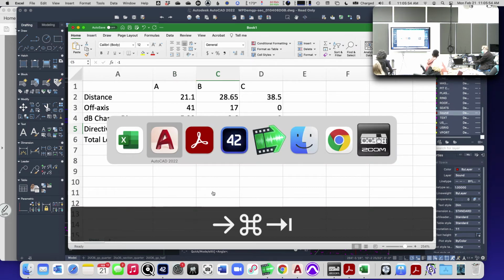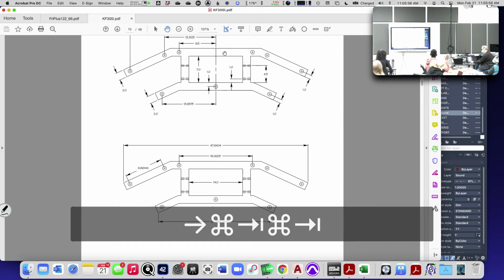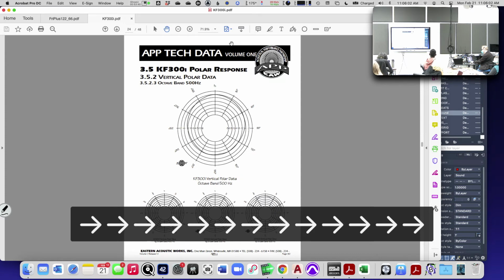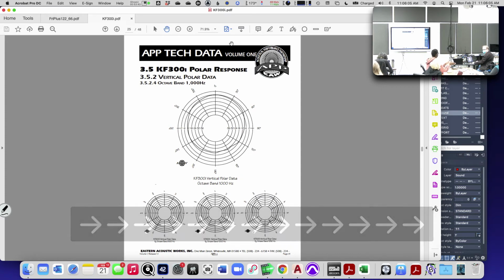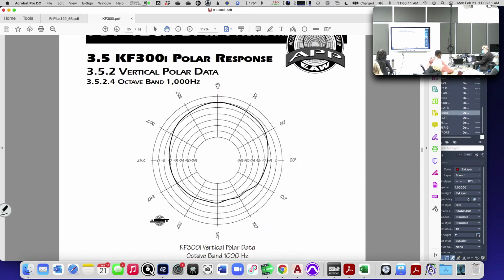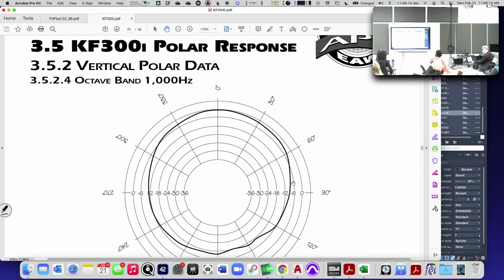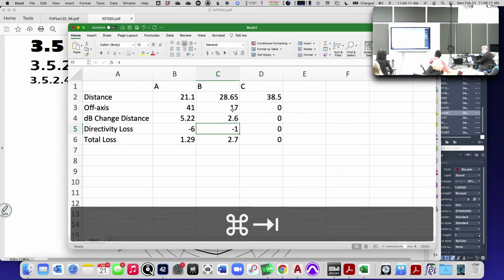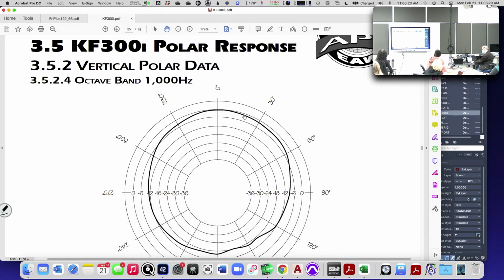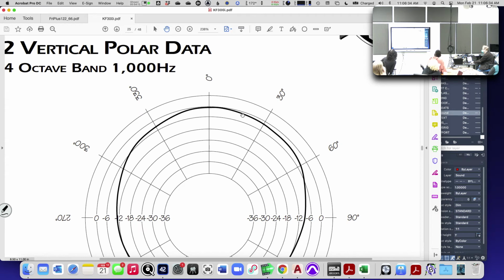Okay, let's consult our polar plot now. Also, I just realized that when we're calculating the dB difference, we're using where it's pointed as our reference point. Yeah, exactly. Okay, here we go. Vertical polar data, 1 kilohertz. Here's the plot, 6 dB per division it looks like. So when we go 17 degrees off axis, that is about here. I'm going to say we've lost 1, maybe 2 dB. What do you think?